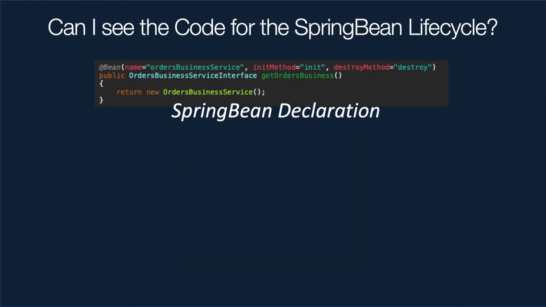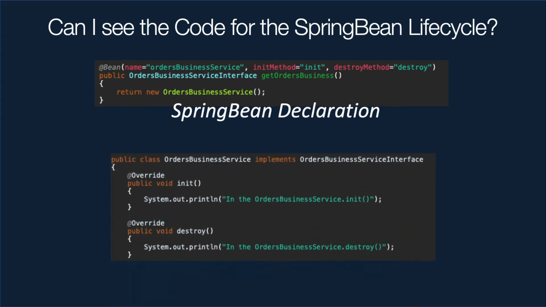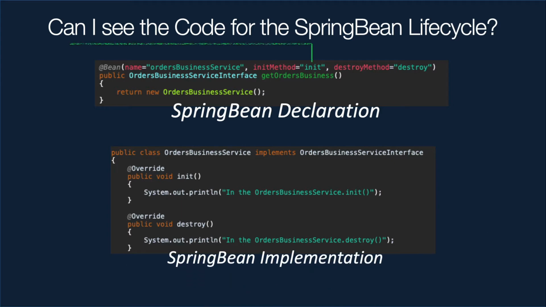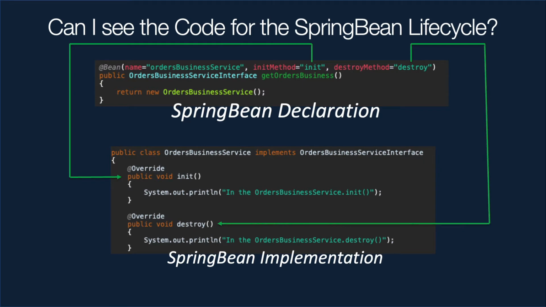So this is the Spring Bean declaration. So this goes in the config file. Now, in the actual class name itself, we have this thing called the business service. And you can see that we have two different methods that are implemented here. So init is associated with the init method up in the definition. And then the other one is the destroy method, and that one's listed down below.